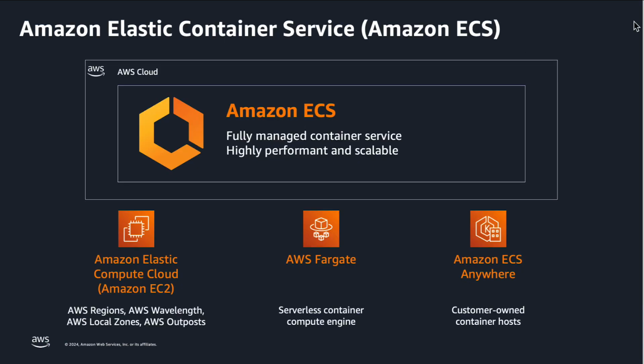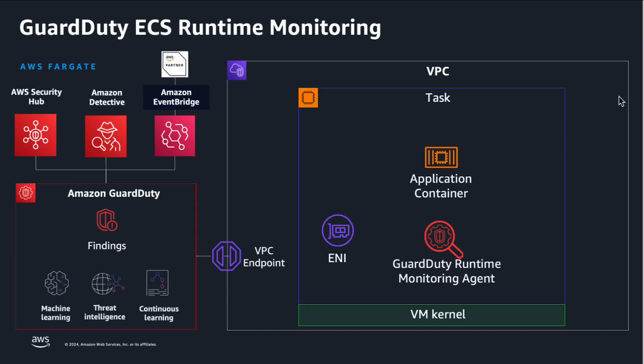GuardDuty is a threat detection service that continuously monitors your AWS environment for malicious activity and unauthorized access. GuardDuty now supports threat detection for runtime events in Amazon ECS, including serverless workloads on AWS Fargate, with Detective investigations for GuardDuty ECS runtime monitoring capability. Security analysts can use the new runtime threat detections from GuardDuty and the investigative capabilities from Detective to improve detection and response for potential threats to their container workloads.